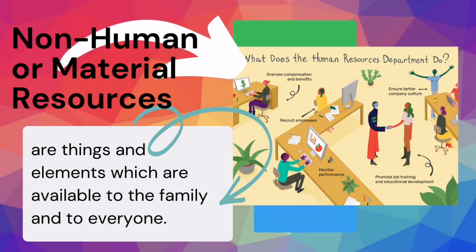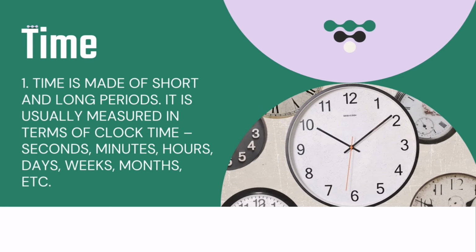Non-human or material resources are things and elements which are available to the family and to everyone. 1. Time is made of short and long periods. It is usually measured in terms of clock time as seconds, minutes, hours, days, weeks, months, etc.